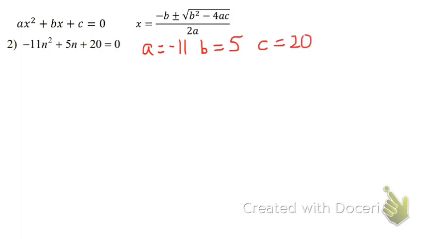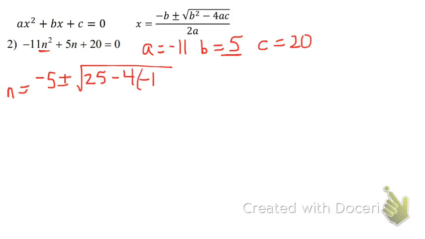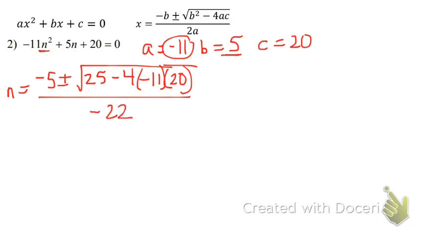So x equals is normally what we start with, but we have an n in this case. So n equals negative b plus or minus the square root of b squared, which is 25, minus 4 times A times C, all over 2 times A. If A is negative 11, 2 times negative 11 would be negative 22. And it's that negative right there that probably confused you yesterday.